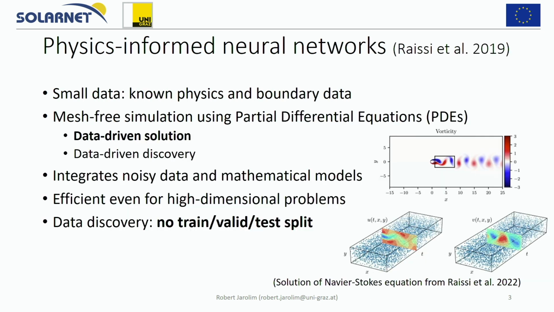Specifically for this regime, where we have only a very limited amount of data available and a concept of the underlying physics, there's this tool which is called physics-informed neural networks. Here, the primary task is not to perform some sort of general mapping function or to learn a general task, but it's for solving numerical simulations in the sense of performing a mesh-free simulation of partial differential equations.